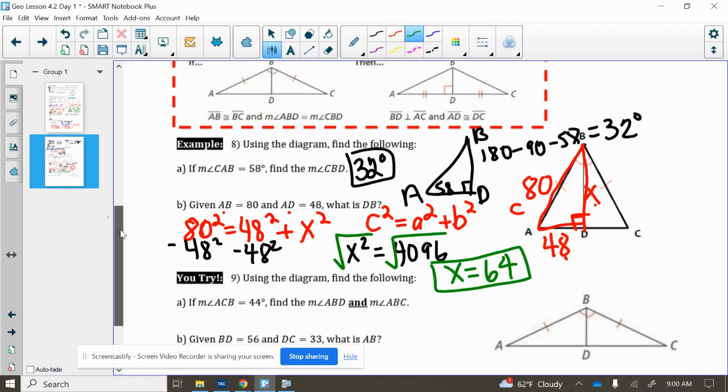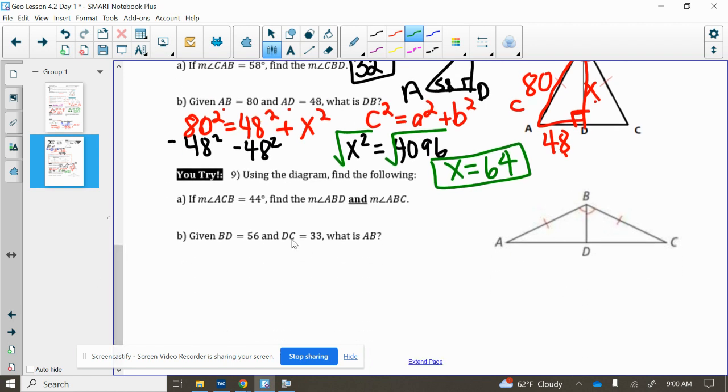All right, down below, we have a similar setup happening. This time they are giving you angle ACB is 44 degrees. They want you to find two things. They want you to first find the measure of angle ABD and then the whole thing, angle ABC. And then in the second piece, they want you to use that same picture. This time they are giving you that BD, the height, is 56. They are giving you DC is 33. They want you to find the length of AB. Reminder, you can do that through finding BC as well. Okay, think about how you could do that.